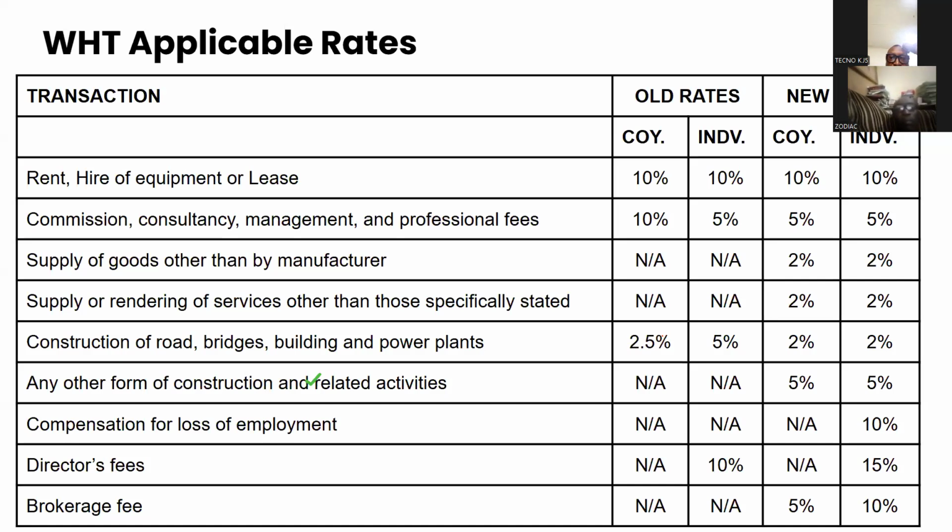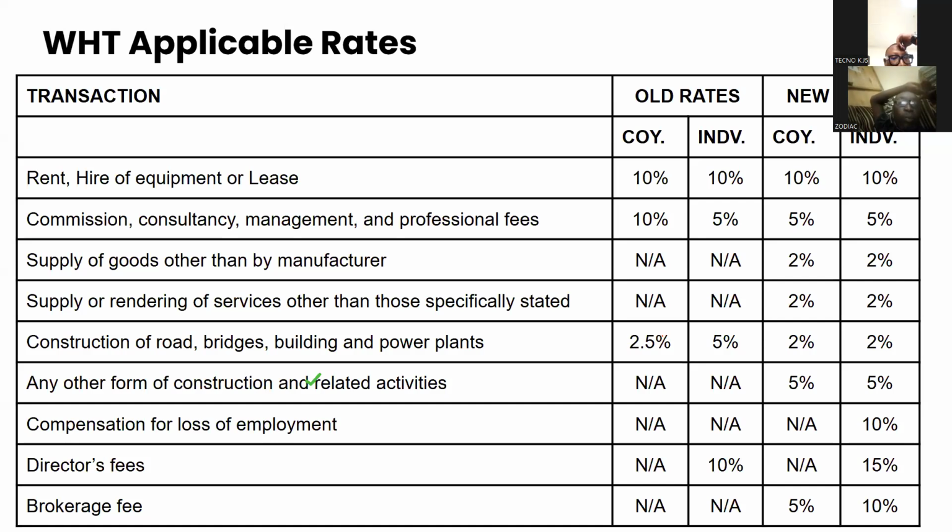Of course, not favorable to them because it was not applicable before, but now you have to pay 10%. So let's imagine maybe you lost your employment and then they decide to give you 10 million, or even say, let's say 1 million, you are going to pay 100K to the government for withholding tax. But it was not like that before. So this is just the basic applicable change in rates in the withholding tax regulation.